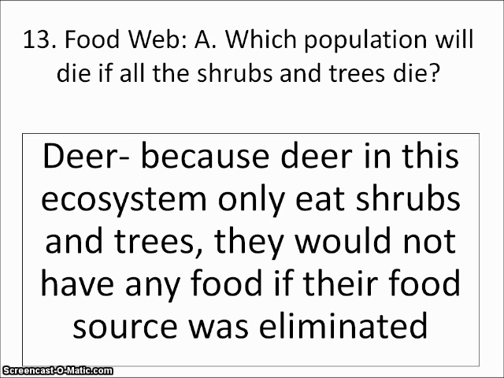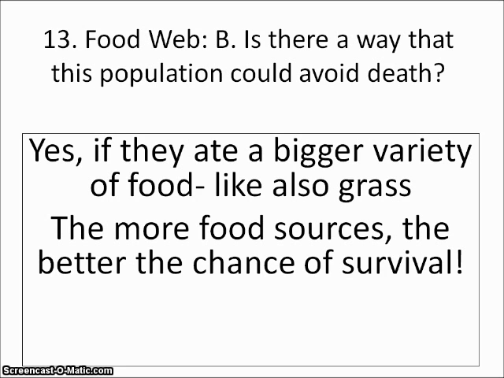And the correct answer would be the deer, because deer in this ecosystem apparently only eat shrubs and trees. They would not have any other food if their food source was eliminated or gone. And the second question for number 13 says, is there a way that this population could avoid death? And the answer is yes. If the deer were to eat a bigger variety of food, like also grass, they would be able to live. So the more food sources, the better the chance of survival.